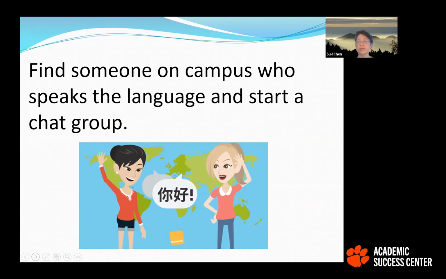If you have any questions about that, you can talk to your instructor, or you can talk to the global engagement office, and they will probably give you a hint who you can contact to find a speaker of that language. That's particularly important because in the classroom we learn the language in a very structured way, step by step, from easy to intermediate to advanced.